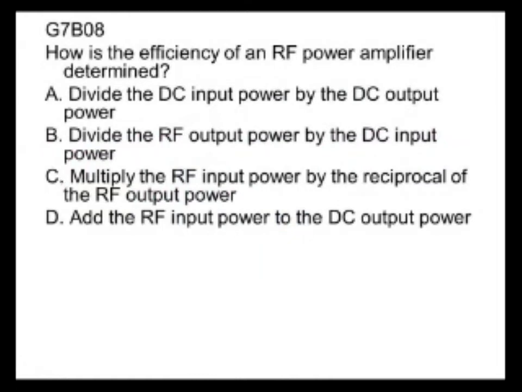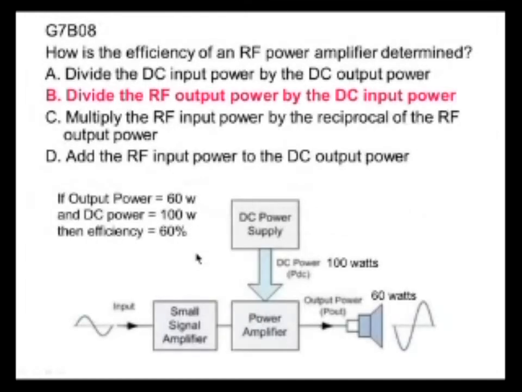How is the efficiency of an RF power amplifier determined? To find the efficiency, you divide the RF output power by the DC input power. Okay? So if we have a power amplifier here, we have a signal coming in. If we're putting 100 watts of DC power into the power amplifier, and we're getting out 60 watts.